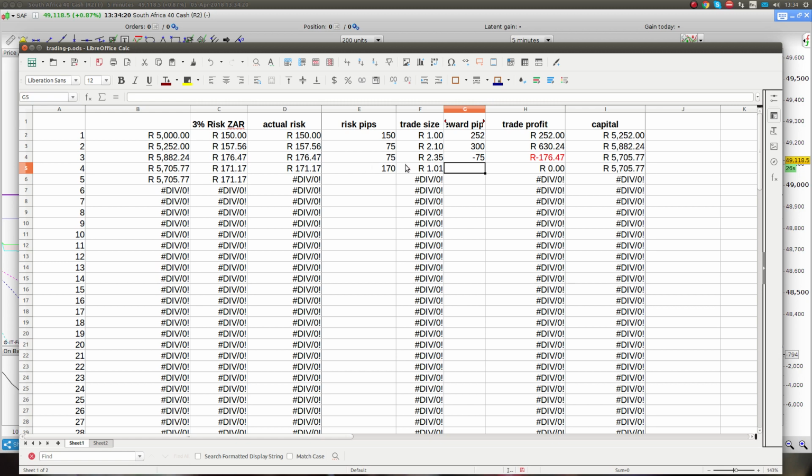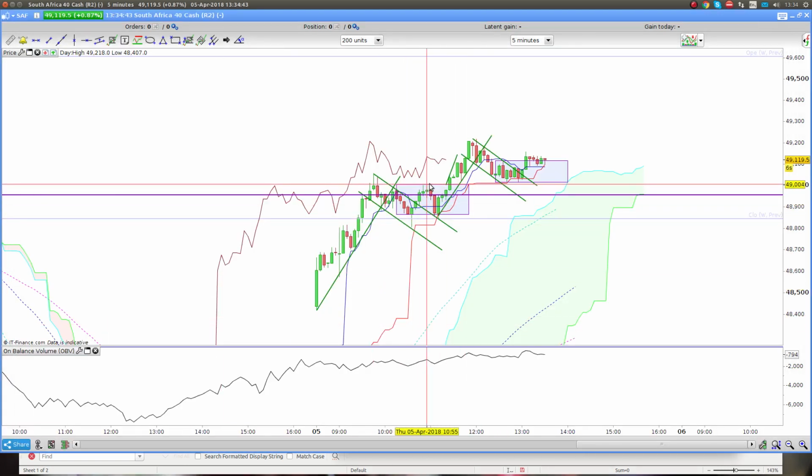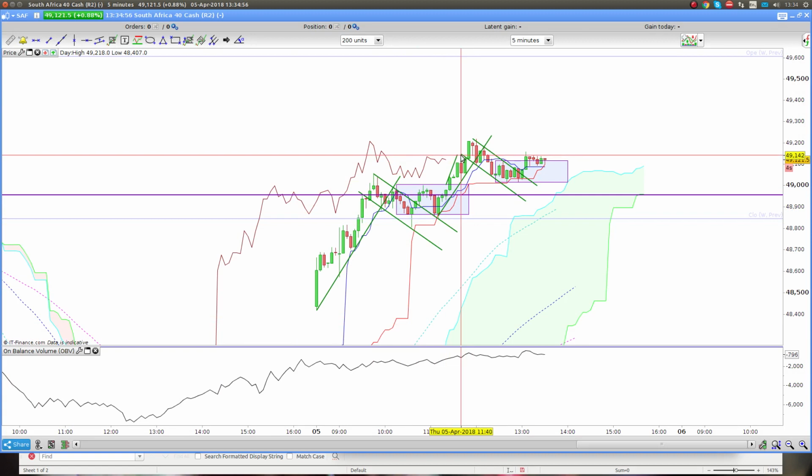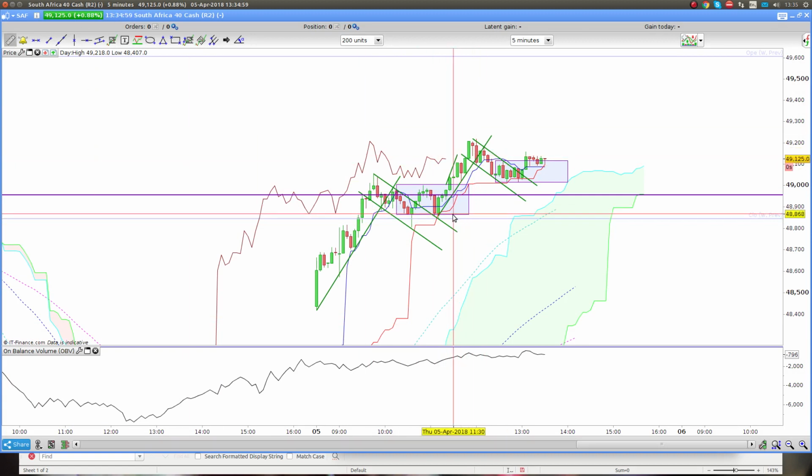The key to proper risk management is to trade according to your risk profile. So if your risk profile says you can only place a 1 Rand trade, that is the trade you take. Do not deviate from it. If we come back here, we saw we had a breakout and our target would have been hit.